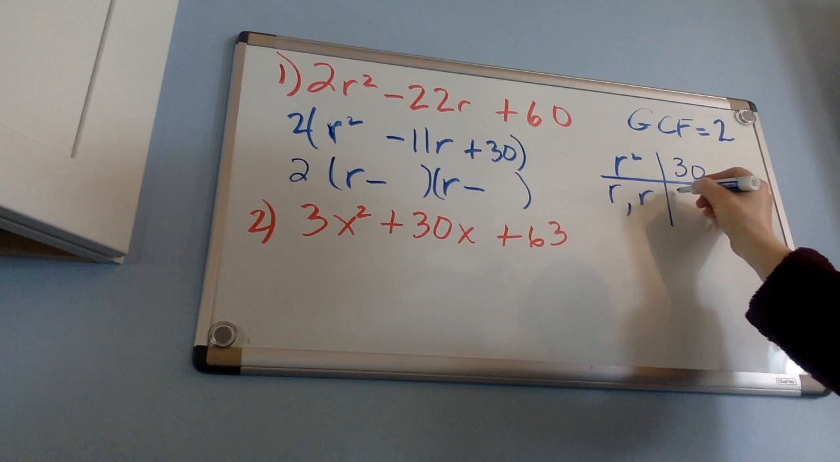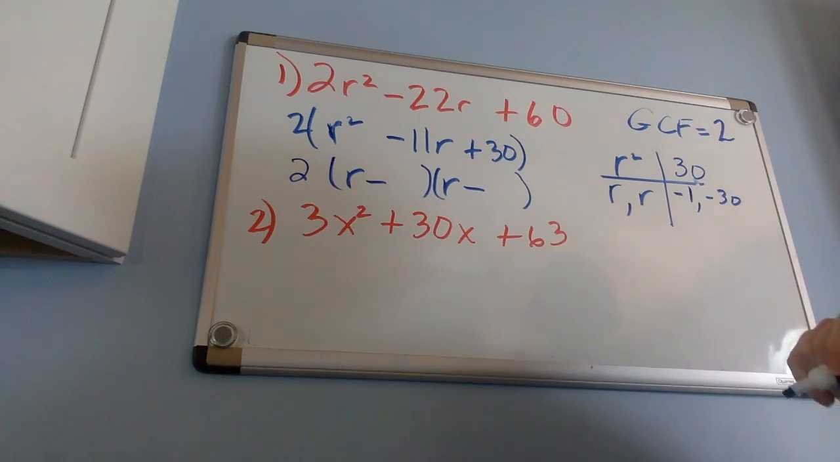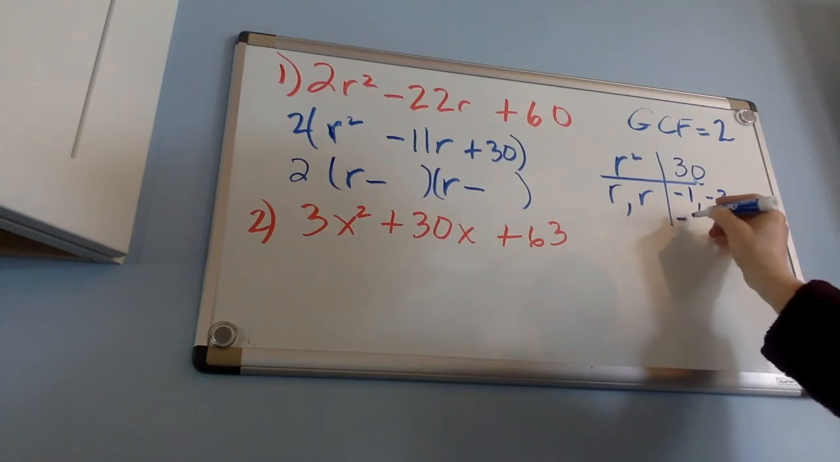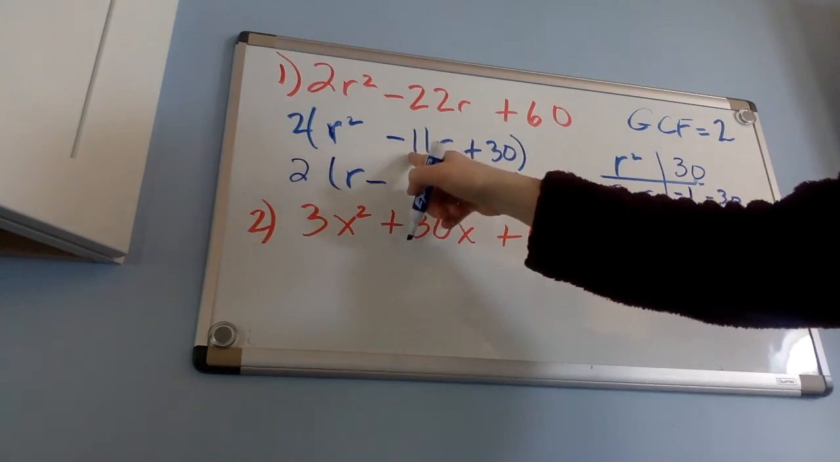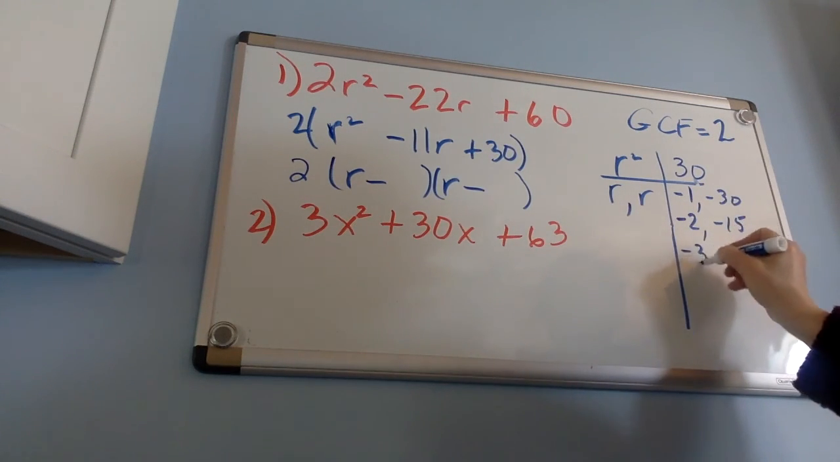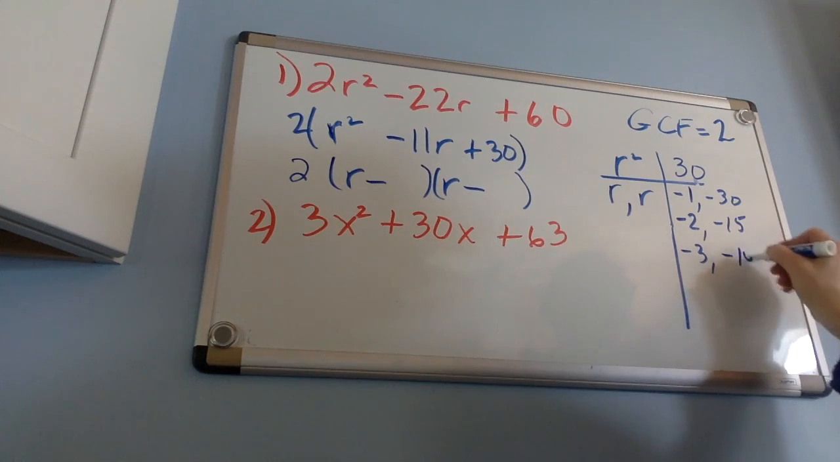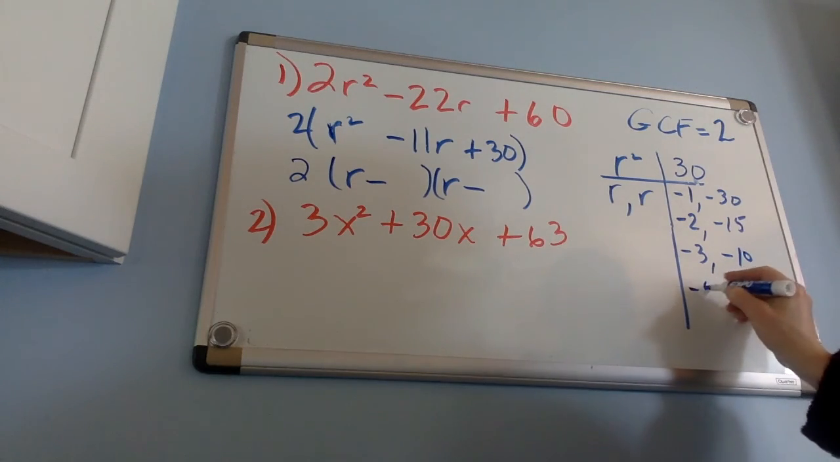I just go through, I start at 1. Negative 1 times negative 30. But those add to negative 31, not negative 11. Negative 2 times negative 15, but those add to negative 17, not negative 11. Then I'll go to 3 next, negative 3 times negative 10, but those add to negative 13. Negative 4 is not a factor of 30, so I don't try it, but negative 5 is.